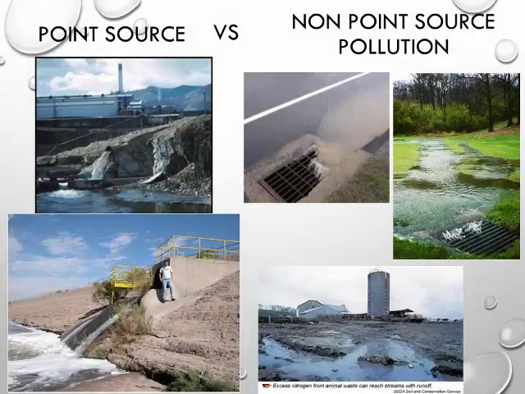Now we will consider freshwater pollution. Freshwater pollution can come from either point sources or non-point sources. Point source pollution is a direct discharge from a single location. Good examples of point source water pollution are industrial waste discharges and wastewater treatment plant discharges.